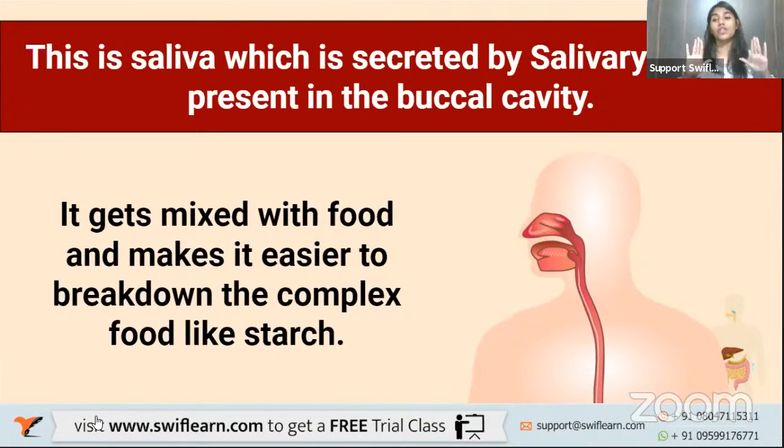So this is a function of saliva. What is the function of saliva? It is the breakdown of carbohydrates. So the breakdown of carbohydrates starts from your mouth itself. Clear? Because saliva is secreted into the mouth. And which is the enzyme responsible for it? The enzyme name is salivary amylase.